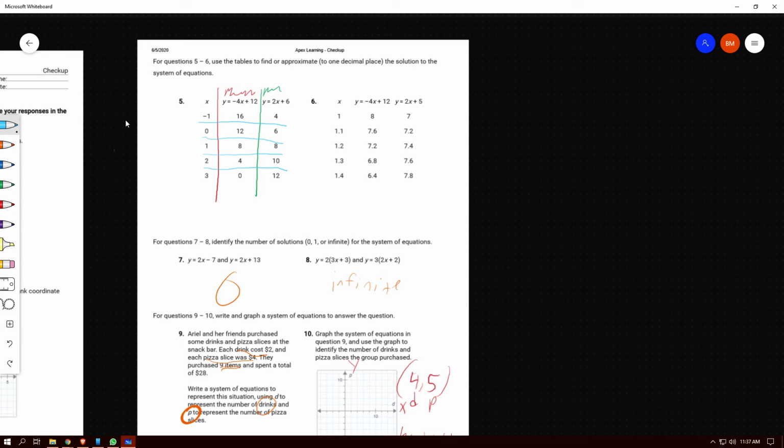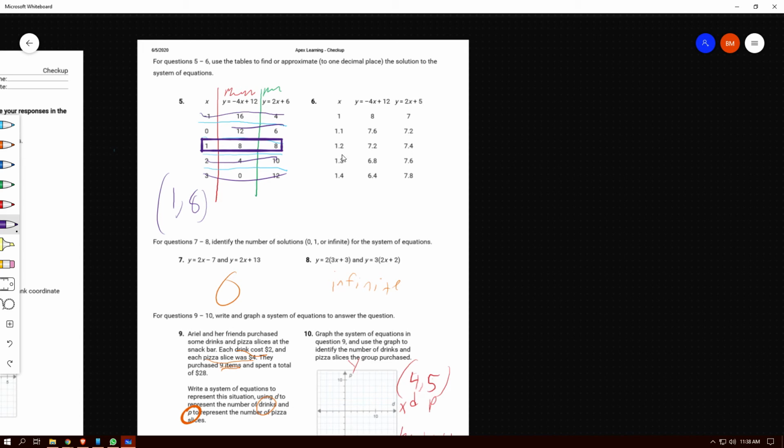So if I look at -1 here, -1 has 16 and 4, so these are way off, right? So this is way high, this is kind of low, so this can't be an answer. 0, 12, and 6, I mean, it's closer, but again, we're not the same number. 1, 8, and 8, these are the exact same. That's good. 2, 4, and 10, not the same. So what I'm finding out from this chart is that my answer is 1, 8. 1, 8 is a point on both lines and is where they cross and where they intersect, and it is my solution.